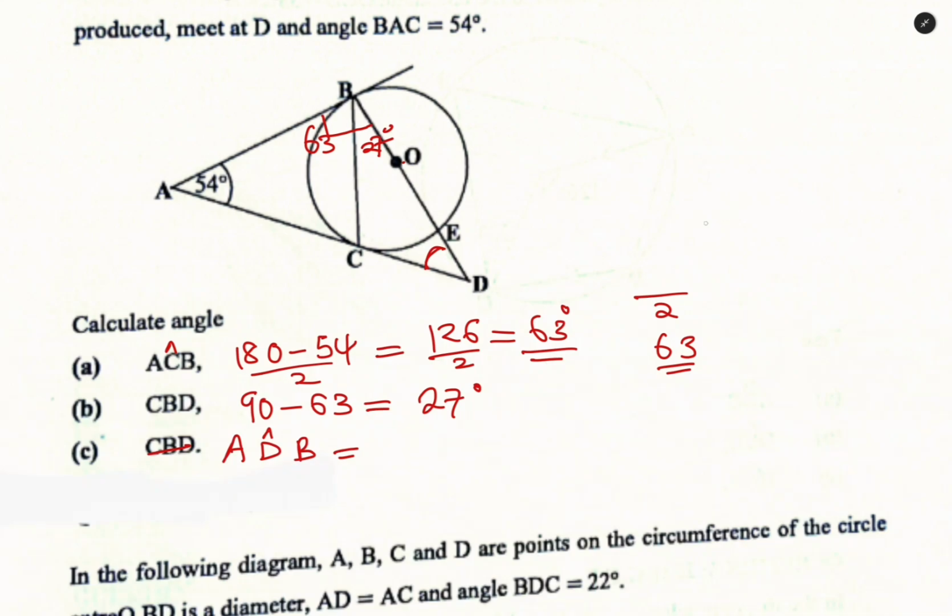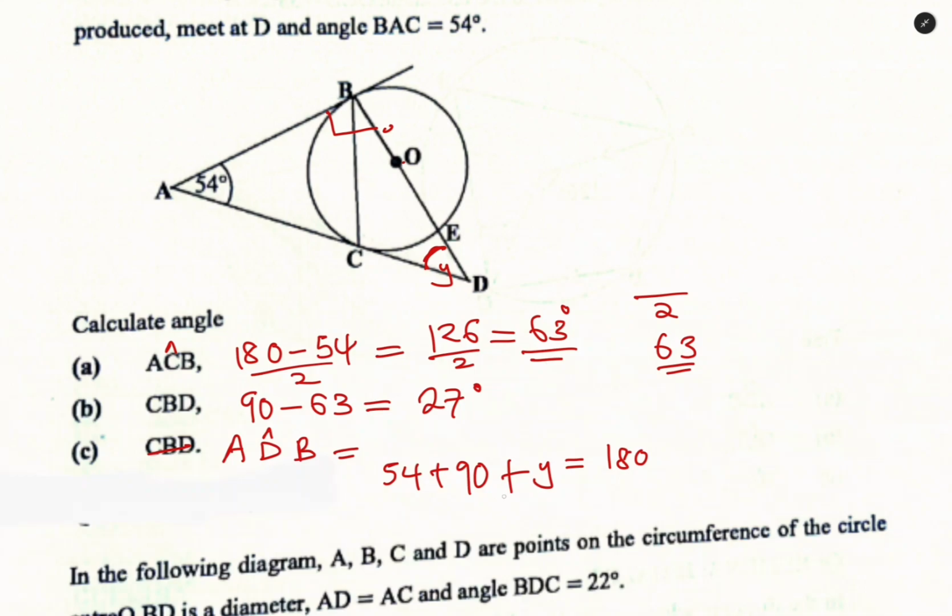To find the size of this angle, the easy way, you can consider the whole of this triangle. You know, total angles in a triangle add up to 180. So you're going to say 54 plus this part, which is 90, the whole of this, plus this part, let us put it y, plus y equals 180.